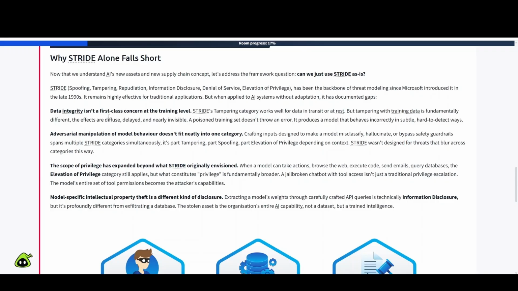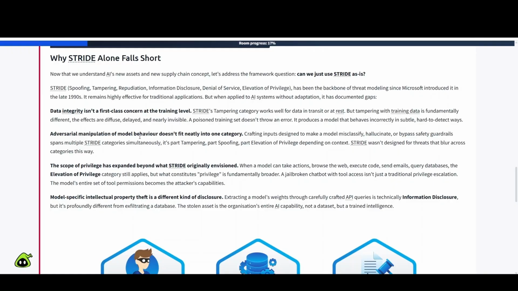Data integrity isn't a first-class concern at the training level. STRIDE's tampering category works well for data in transit or at rest, but tampering with training data is fundamentally different. The effects are diffuse, delayed, and nearly invisible. A poisoned training set doesn't throw an error. It produces a model that behaves incorrectly in subtle, hard to detect ways.